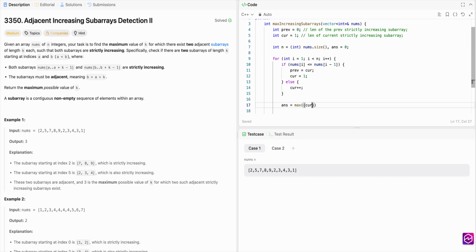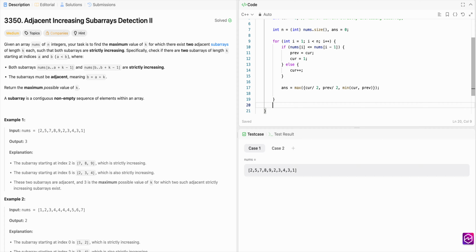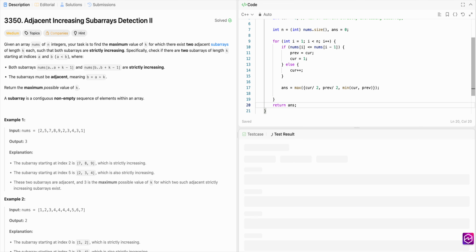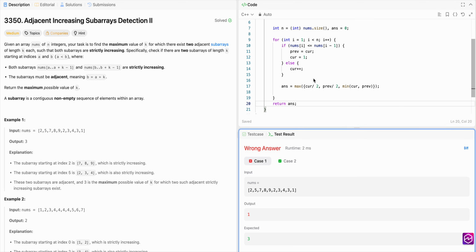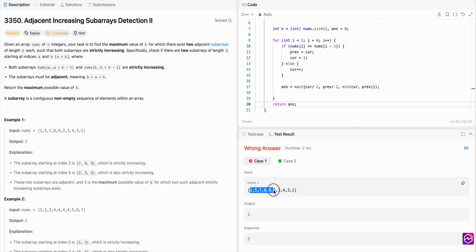So it would either be current by 2, or previous by 2, or the minimum of current comma previous, and in that way we can return our answer. Will this work? I don't know. Yeah, so it failed for this one, and I think this is because when we are here it's increasing, and then we mark the previous as 4. All right, so it should have been that way only.